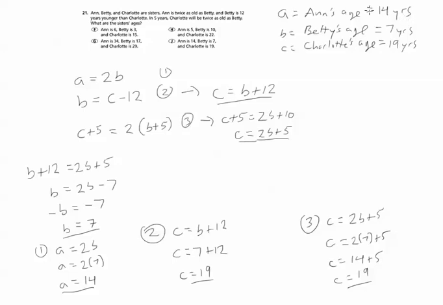To go back, Anne is twice as old as Betty. Betty is 12 years younger than Charlotte. And in 5 years, Charlotte will be 24, and Betty will be 12. And 12 times 2 is 24. So twice Betty's age in 5 years will be Charlotte's age. And we have our solution.